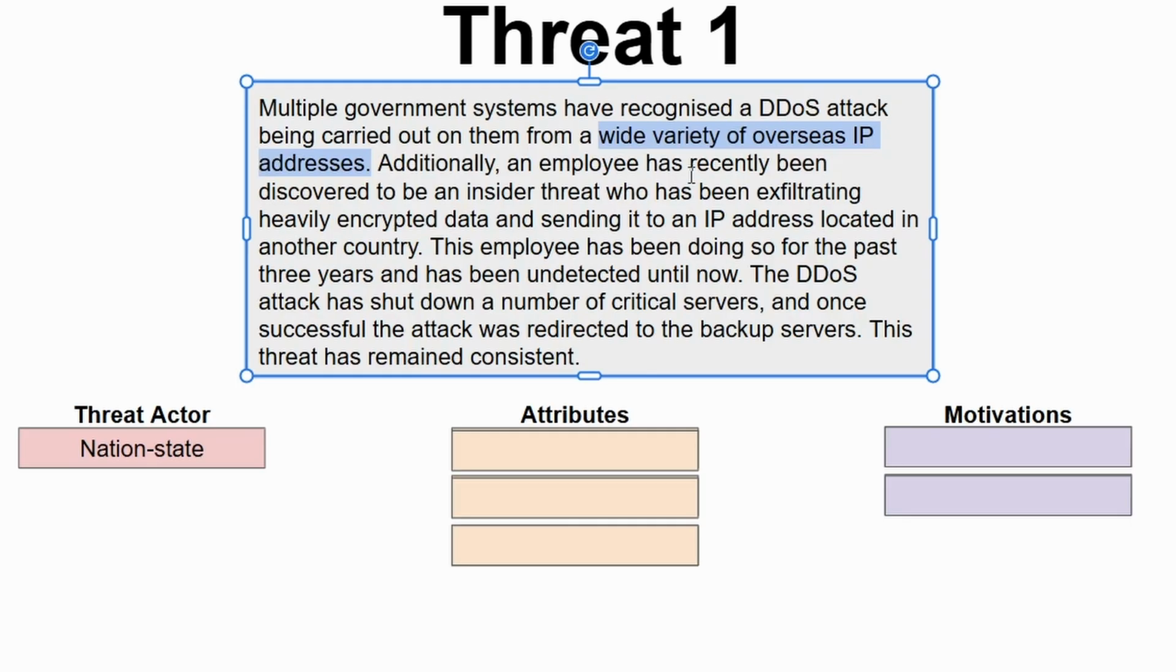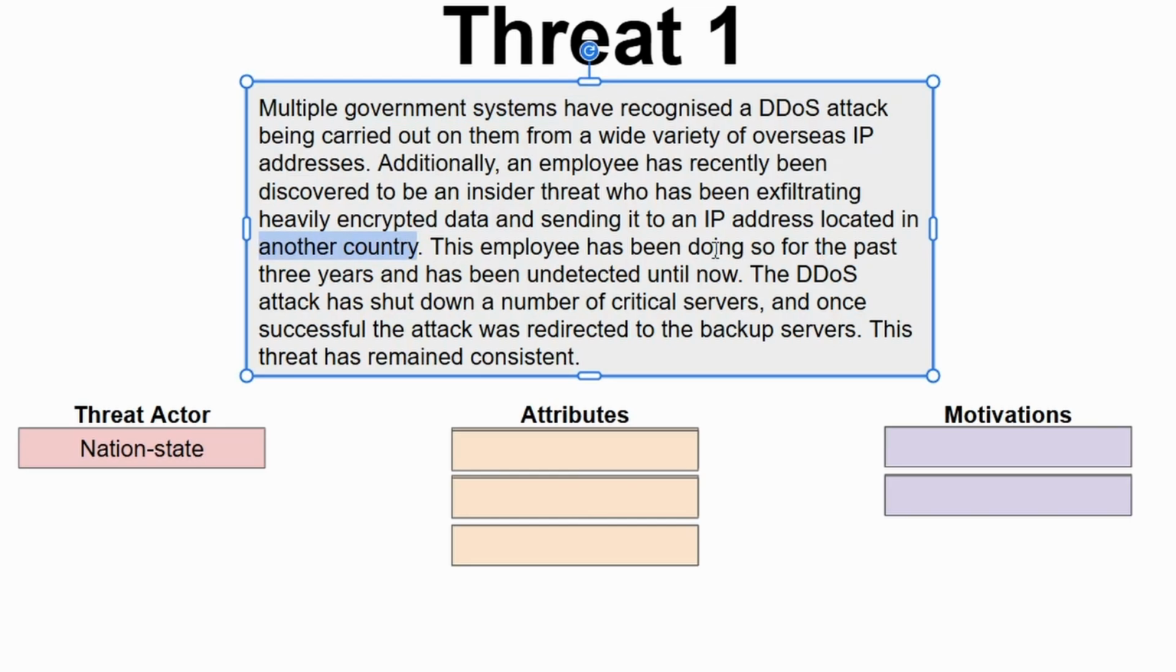Additionally, an employee has recently been discovered to be an insider threat. So someone has been exfiltrating heavily encrypted data and sending it to an IP address located in another country. That's the other key giveaway. Someone has intentionally been planted in our company with the specific goal of sending encrypted data to another country. So we're now starting to see a pattern. Overseas IP addresses. Government systems are being attacked and the data is being exfiltrated or sent over to another country.